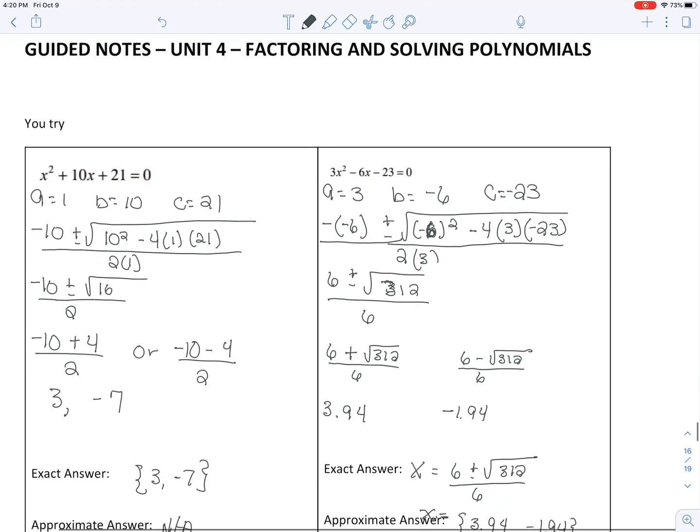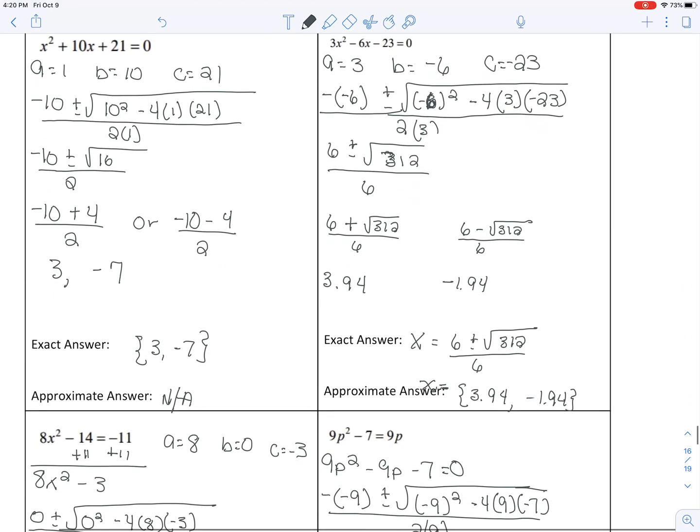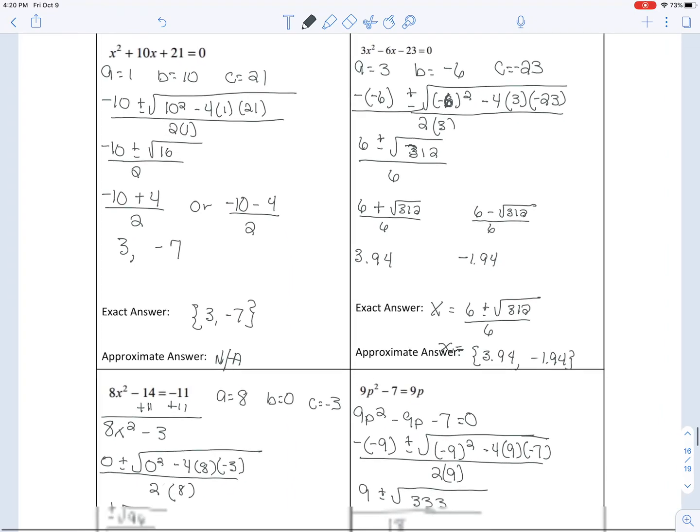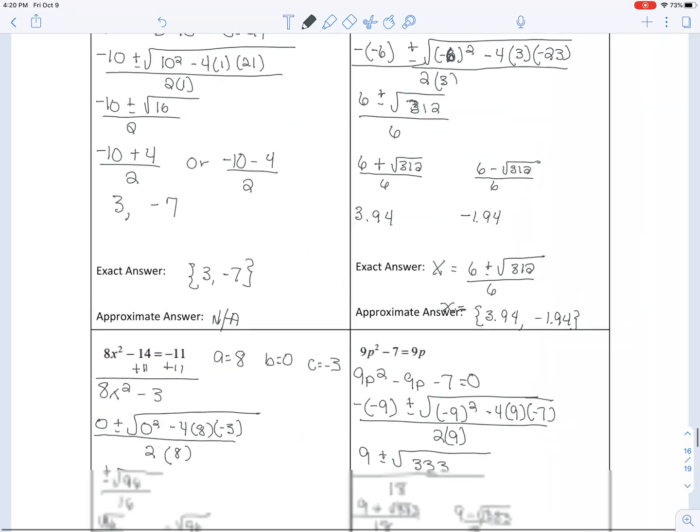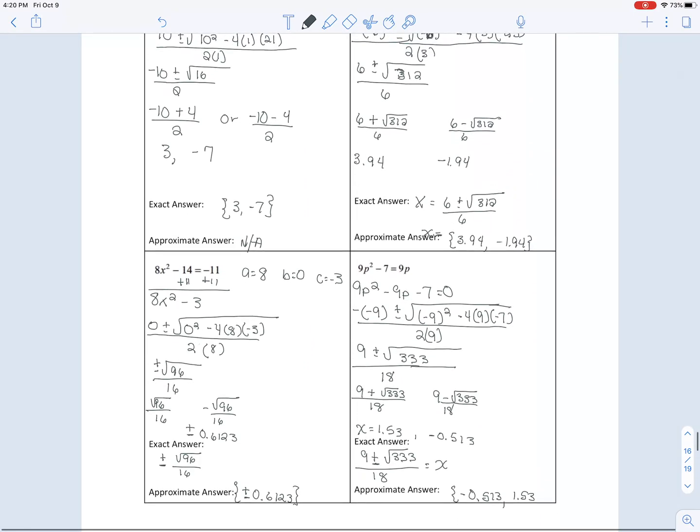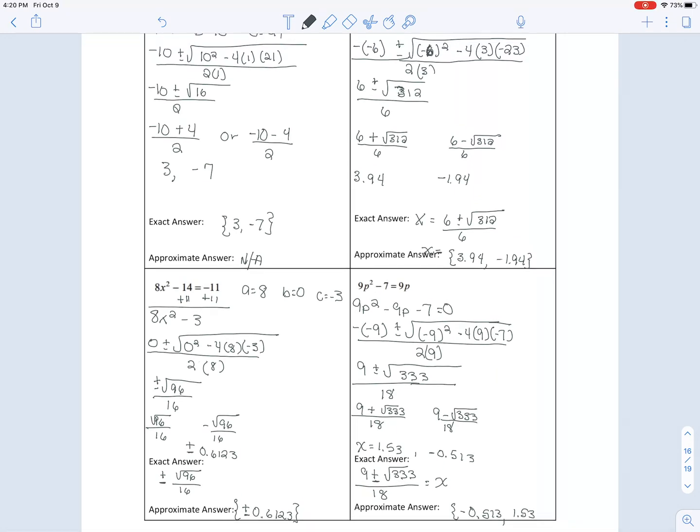Okay, welcome back. Here are the answers. So make sure you are writing these down in your notes. And because the first one had just whole numbers, there is no approximate answer. You just have an exact answer. Okay? All righty.